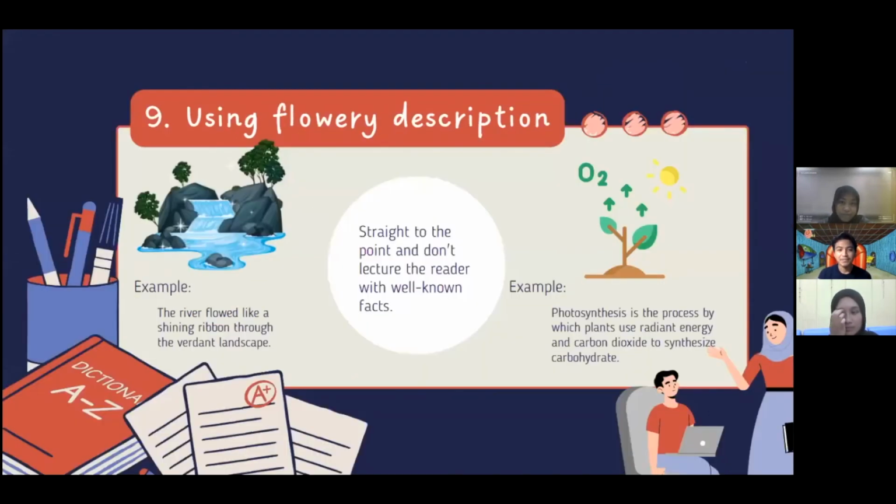Next. Okay, nine, using flowery descriptions. For example, the river flowed like a shining ribbon through the verdant landscape. You can save it for your novel and use descriptions that are straight to the point. Also, do not lecture the readers with well-known facts. For example, photosynthesis is a process by which plants use radiant energy and carbon dioxide to synthesize carbohydrates. The chances are your reader will already know these facts. Although you want to put your work in a broader perspective, these are a bit too broad.